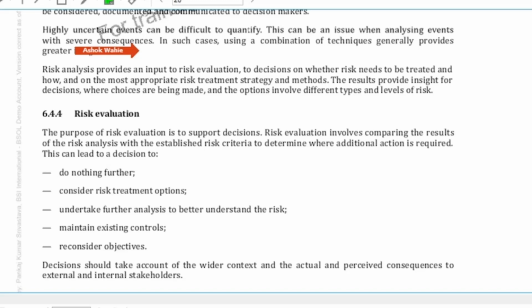In such cases, a combination of techniques generally provides greater insight. So a lot of brainstorming is done, because we do not have 100% information in every scenario. That uncertainty, or that limitation, has to be taken into consideration. You don't have historical data for everything and every time. Risk analysis provides an input for risk evaluation. Only when you analyze the risk and determine the value can you evaluate the risk. Then decisions are taken on whether the risk can be treated, and how, and the most appropriate risk treatment strategy and methods.